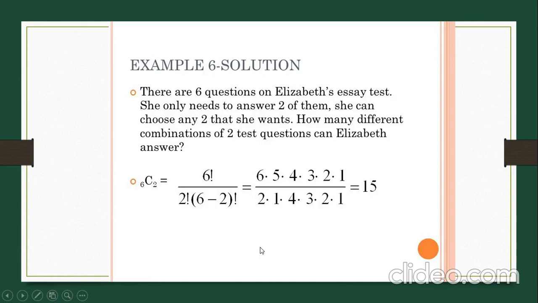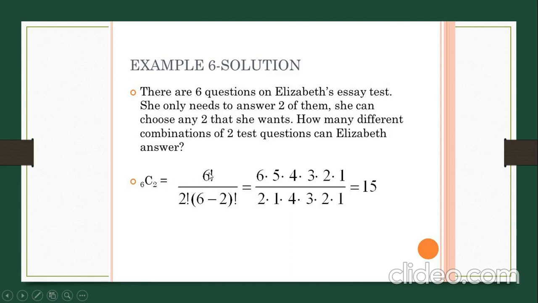Next, we have, there are 6 questions on Elizabeth's essay test. She only needs to answer 2 of them. She can choose any two that she wants. How many different combinations of two test questions can Elizabeth answer? So there are 6 questions. There are 6 elements in the set, and then you are just going to answer 2 out of those questions. So how many combinations do you need to consider?